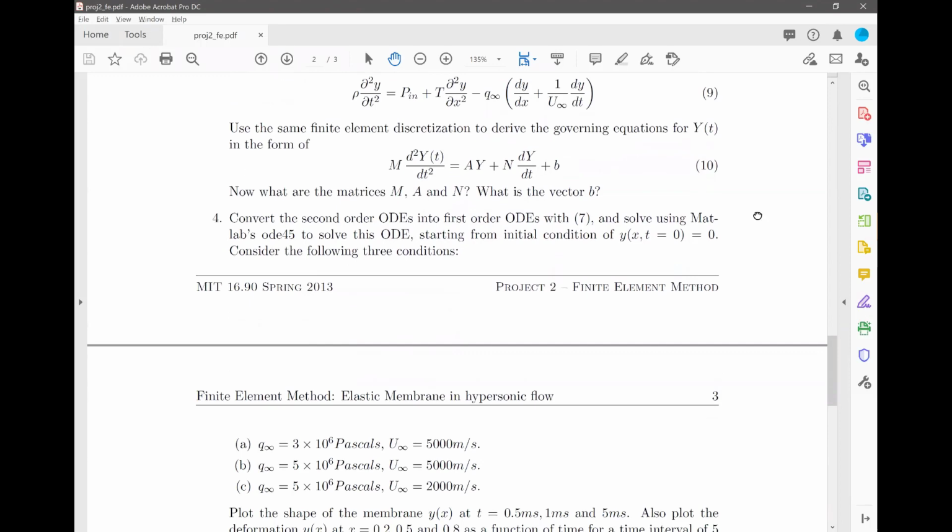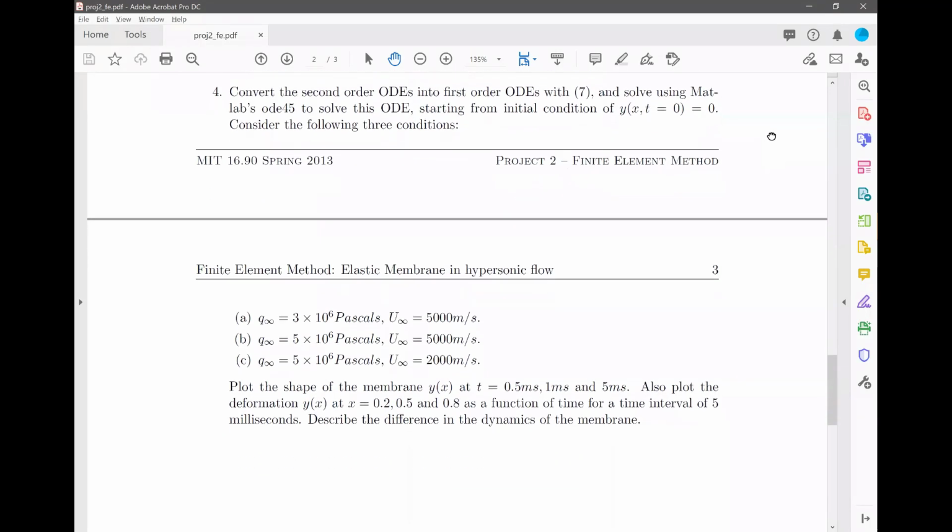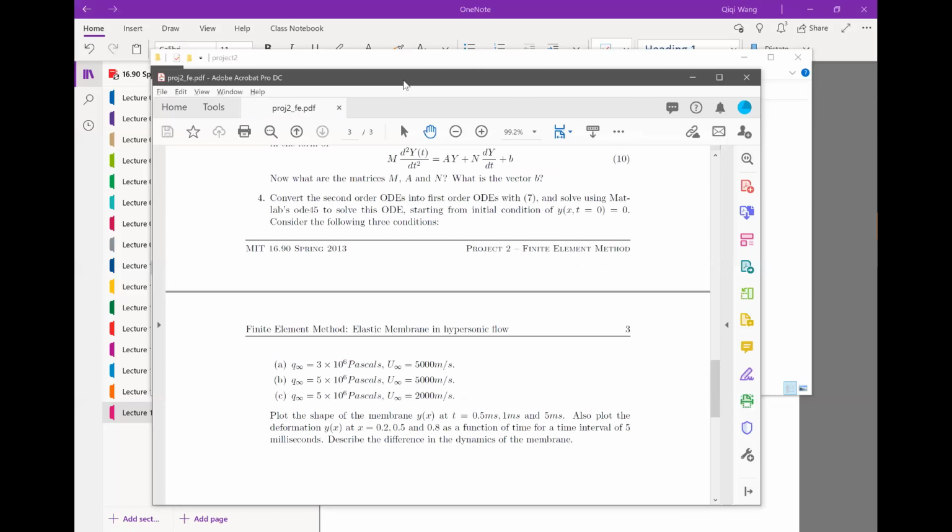And question 4 again is really to solve these equations that you derived in question 3 under several different conditions. So that's kind of the project. As you can see, you really have all the materials you need to do this project, to finish it from beginning to end. All right, any questions on the project?